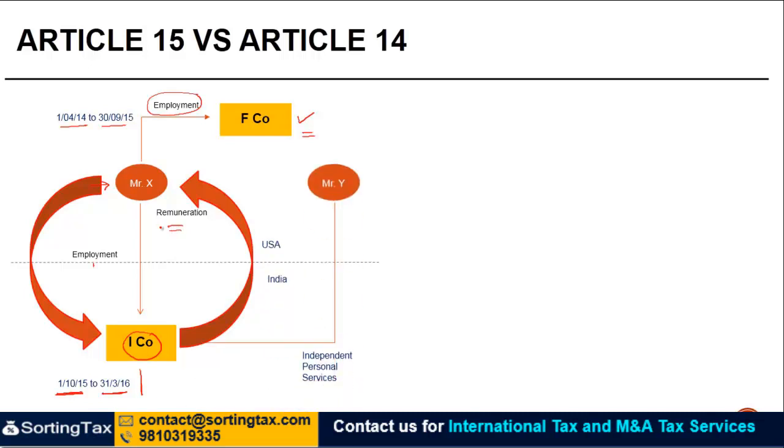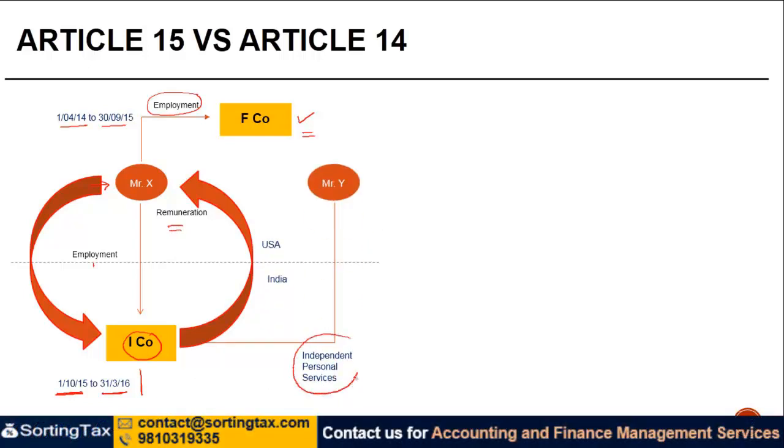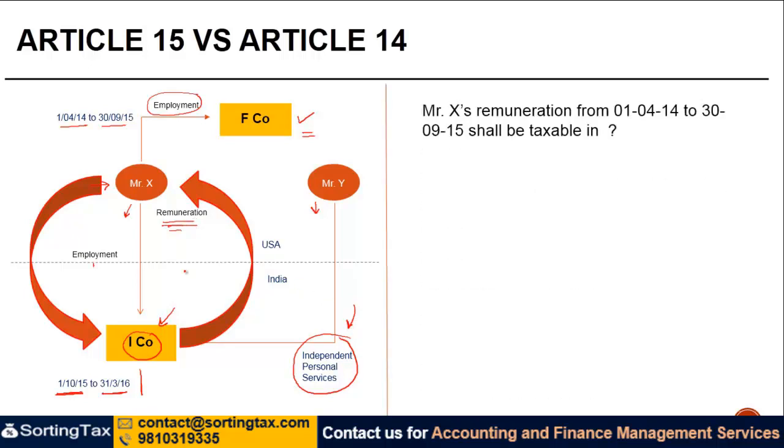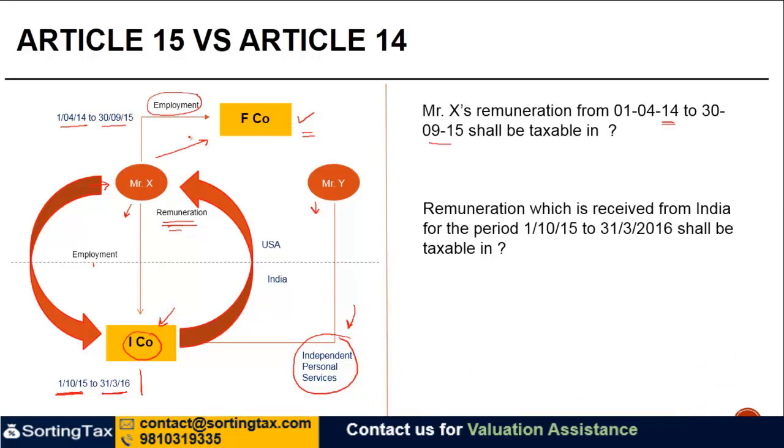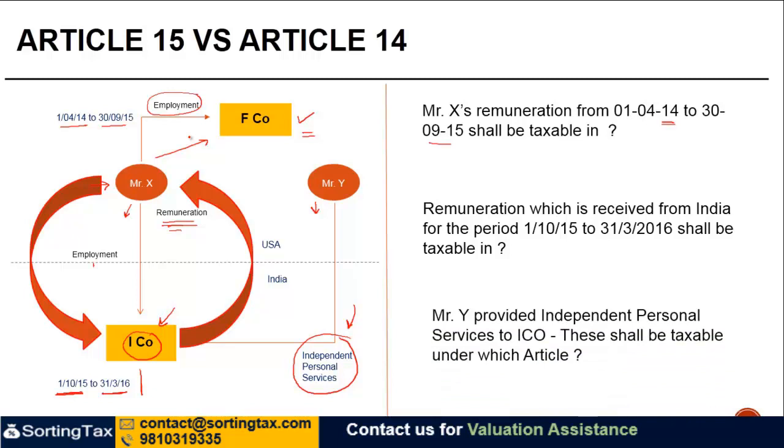And let's look at another case, Mr. Y. He's also providing some independent personal services to the Indian company, right? So the Indian company has two people, Mr. X and Mr. Y. X is rendering services for remuneration, Y is providing independent personal services. In such a case, like I said, the first question is, where should the remuneration for this period be taxable, wherein the services were rendered by X to the foreign company? Then the services were rendered in India for an Indian company. And third, Mr. Y provided independent personal services to the Indian company.